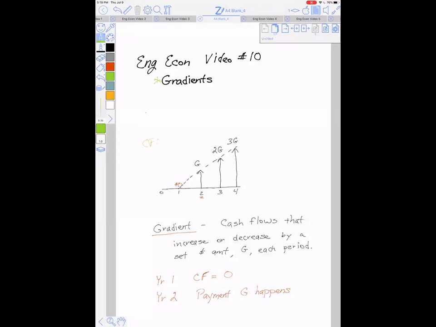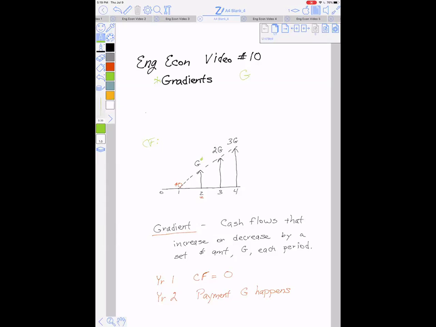Right here, the cash flow diagram goes from year 0 to 4. We use the letter G to designate a gradient. And we see that the gradient starts in year 2 at the gradient dollar amount. The next year, it's 2 times G. The next year is 3 times G. And in year 1, it's 0.